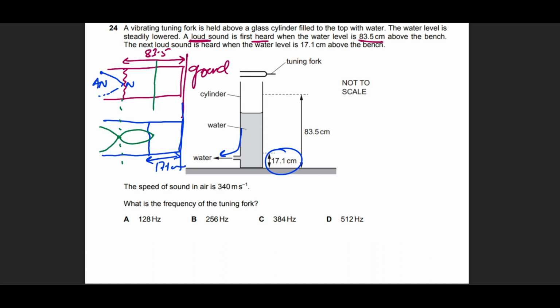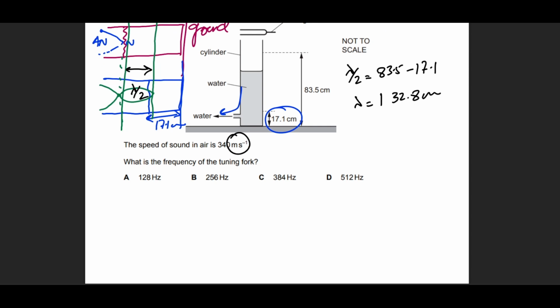Now, when you take the difference between the two heights, you realize that this one was at 83.5 and this one was at 17.1. So if I take a difference of both of them, I can find the distance between these two levels, which is actually lambda by 2. So my lambda by 2 comes out as 83.5 minus 17.1. My lambda comes out as 132.8 centimeters. I'm working with meters per second, so I have to convert this into meters. I've shown you how to do that.